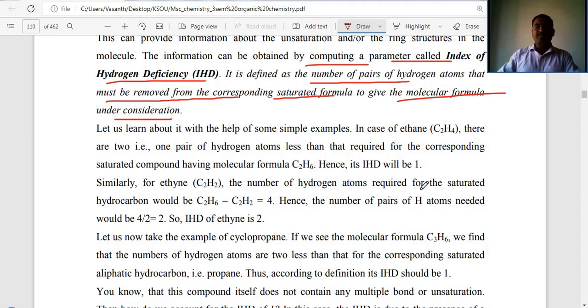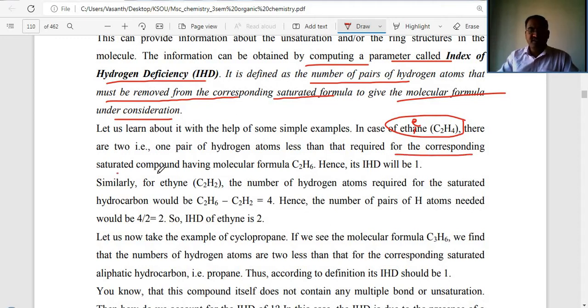Consider simple examples like the ethene molecule. In that ethene molecule, C2H4, there is one pair of hydrogen atoms less than that required for the corresponding saturated compound having molecular formula C2H6, hence its index of hydrogen deficiency will be 1.